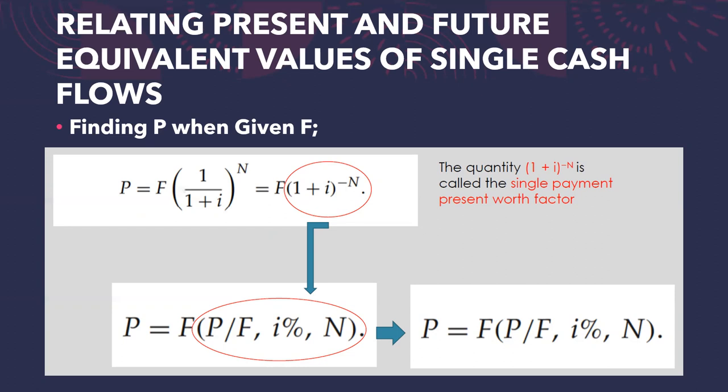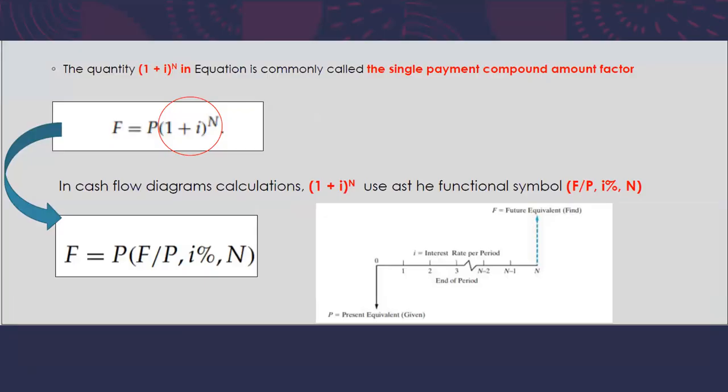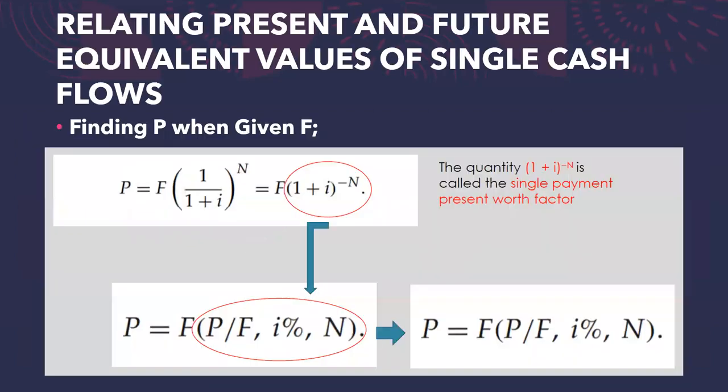So the quantity 1 plus i to the power of negative n, we call it the single payment present worth factor. In the previous scenario, 1 plus i to the power of n, we called the single payment compound amount factor. Here, 1 plus i to the power of negative n is the single payment present worth factor. So we can use the other formula as well.